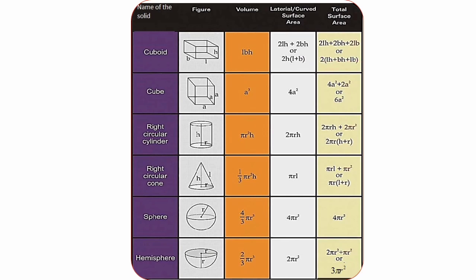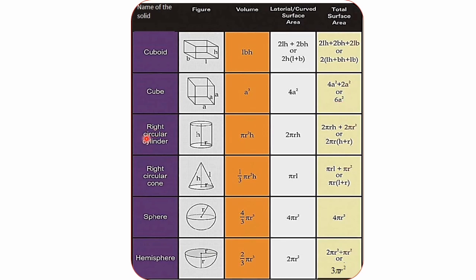Next shape is the cube. The side of the cube is represented by the letter a. Then the volume is a cube. Lateral surface area is 4a square and the total surface area is 6a square.